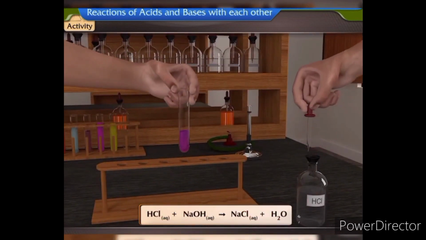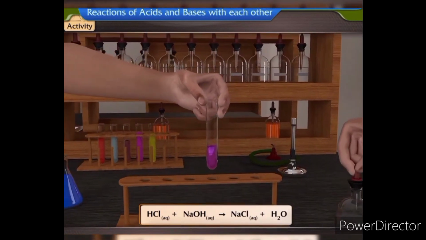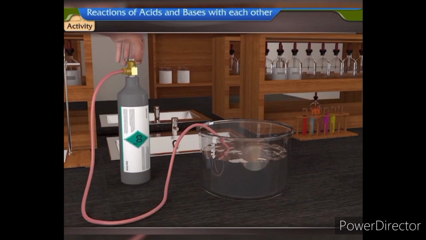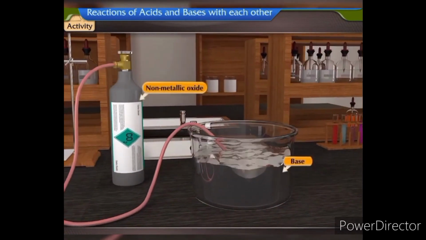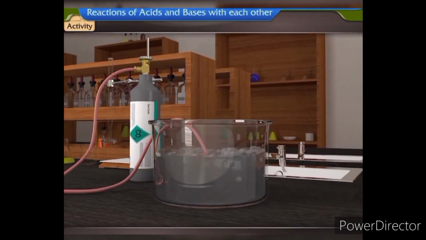Let us see what happens when we add hydrochloric acid to this solution. The color of the solution changes from pink to colorless. This happens because the solution now has excess of hydrochloric acid. This reaction between an acid and a base to produce salt and water is called a neutralization reaction. This also means that the reaction between a base and a non-metallic oxide, which is acidic in nature, is called a neutralization reaction.